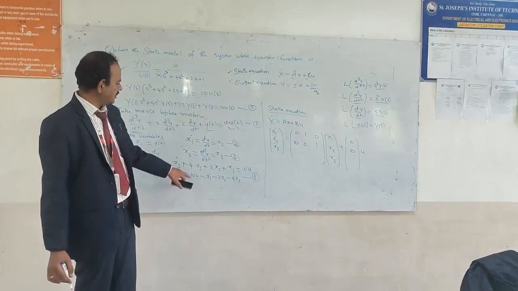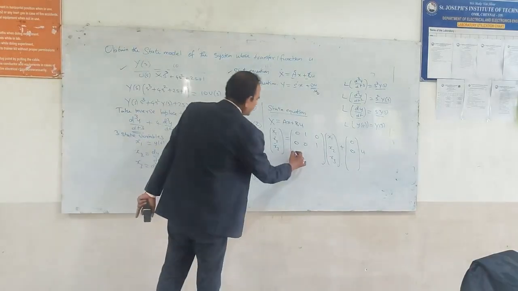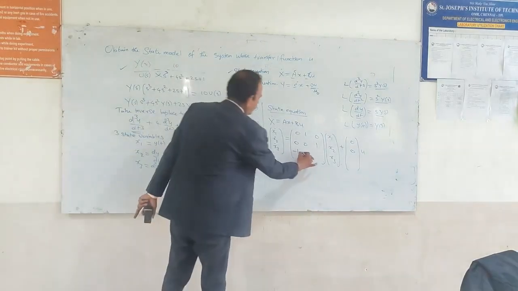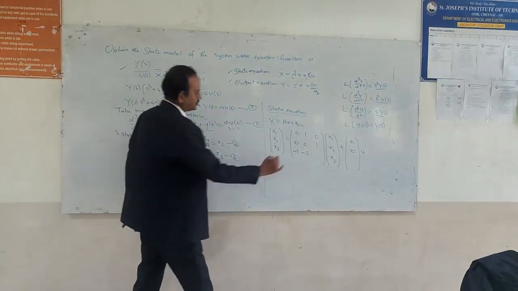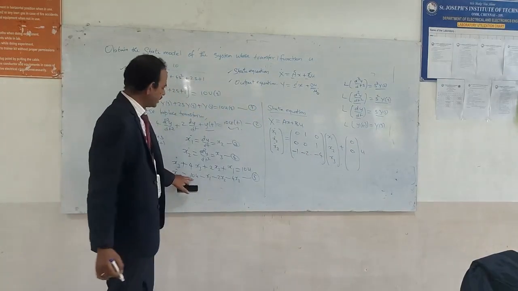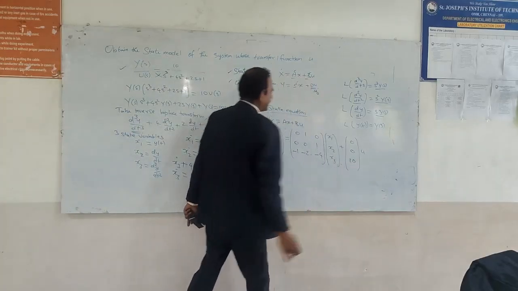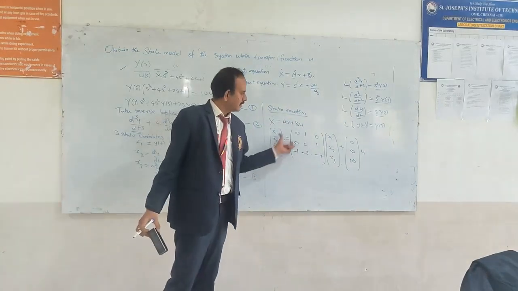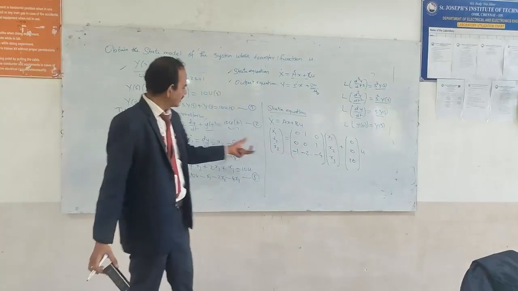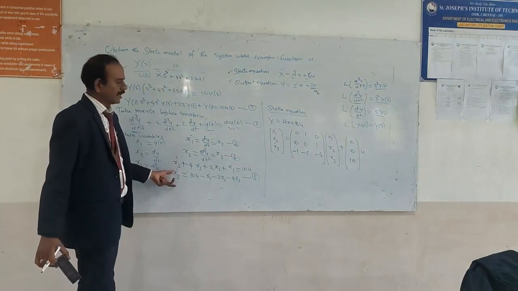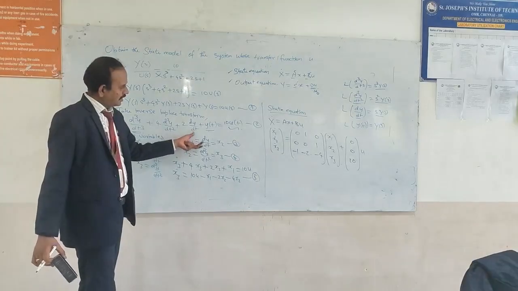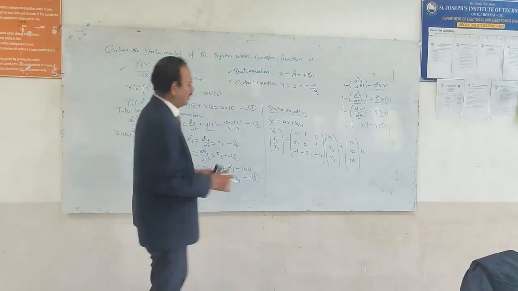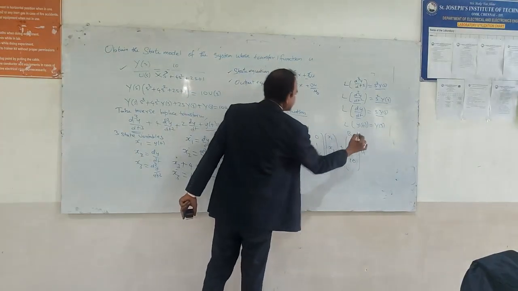For x3 dot, the x1 coefficient is minus 1, the x2 coefficient is minus 2, the x3 coefficient is minus 4, and the u coefficient is 10. So we got the state equation x dot equals Ax plus Bu, where A is nothing but the coefficients of x1, x2, x3 from the corresponding x1 dot, x2 dot and x3 dot. If any u coefficient is present, you put it in the corresponding B matrix. So this is the A matrix and this is the B matrix.